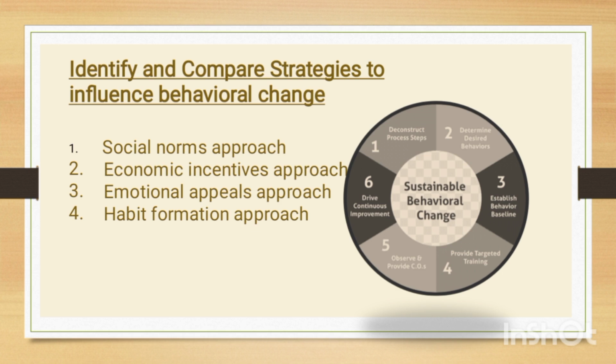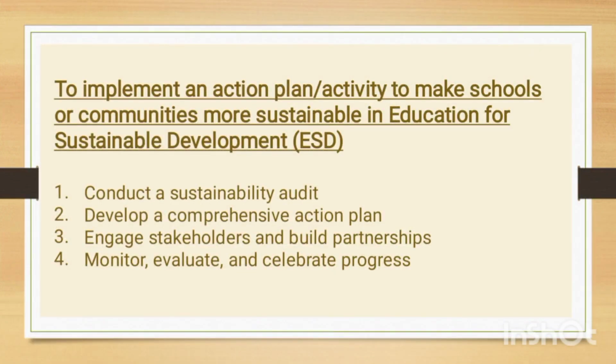To implement an action plan or activity to make schools or communities more sustainable in education for sustainable development, it includes strategies like: conduct a sustainability audit, develop a comprehensive action plan, engage stakeholders and build partnerships, monitor, evaluate and celebrate progress. Assess the school's or community's current sustainability practices, identifying areas for improvement such as energy consumption, waste management, and water usage.